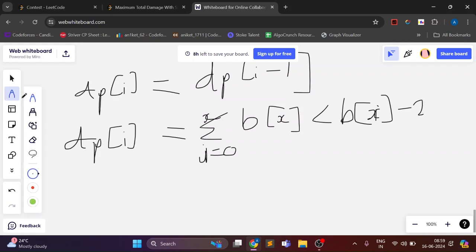So this is i. How can I find this? By maintaining a multiset as a sliding window. Now there can be another option also, by just taking the lower bound of b of i minus 2, but I thought of this solution first, so I just coded it.